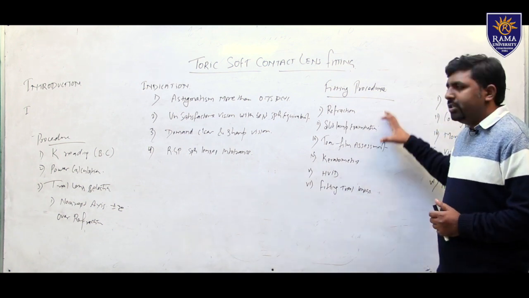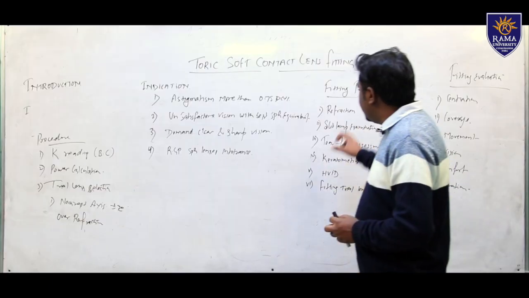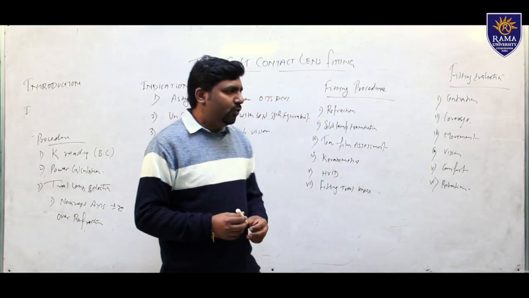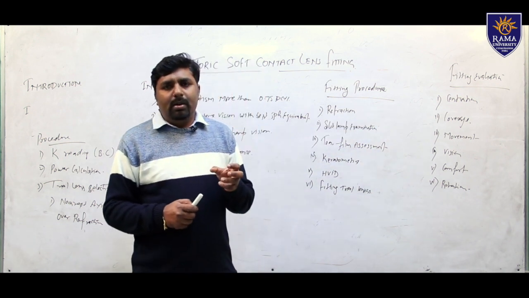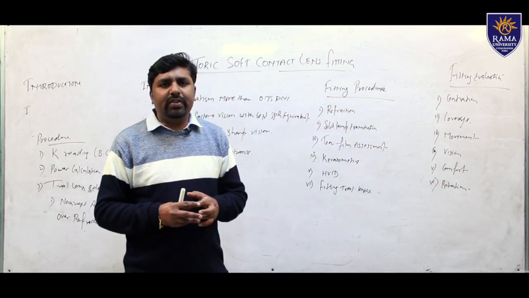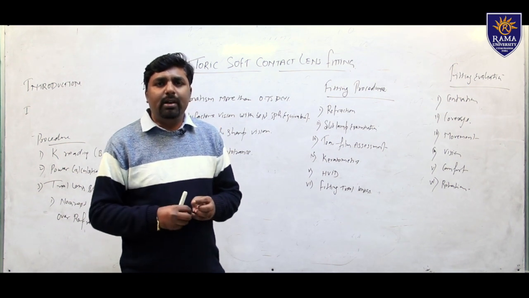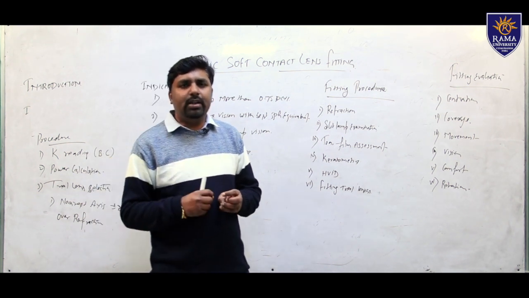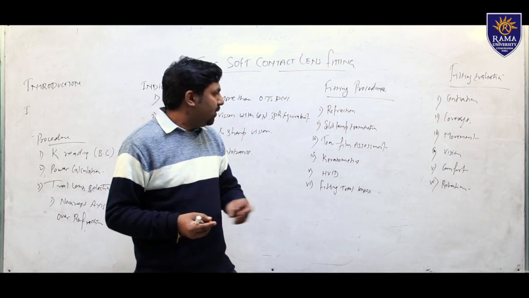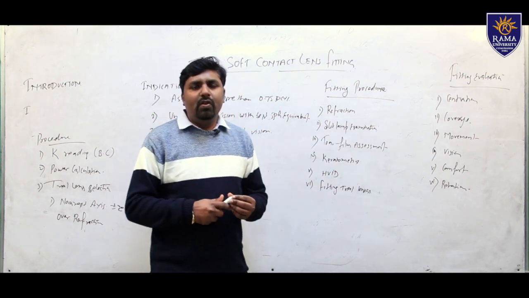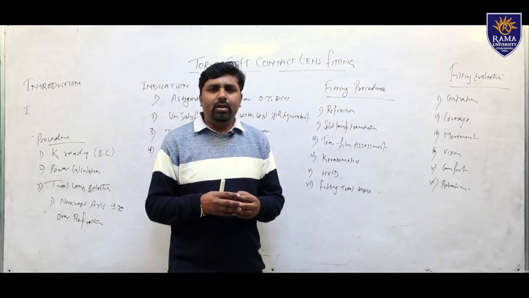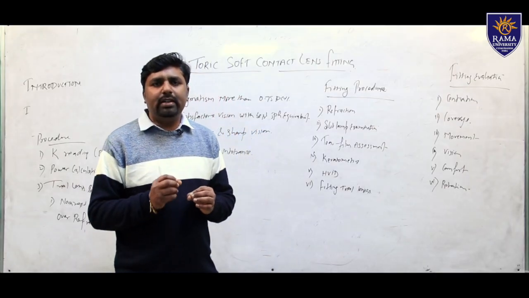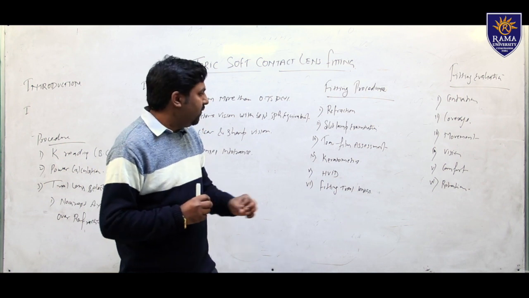And what is the procedure to fit the soft contact lenses? First is refraction. We have to complete the refraction procedure to get the correct power for the spectacle correction or contact lens correction. Second, slit lamp examination to find out the ocular health. If ocular health is good, we can select the patient for contact lens fitting.